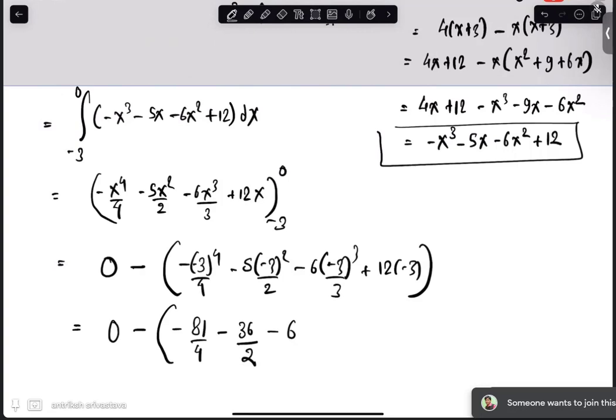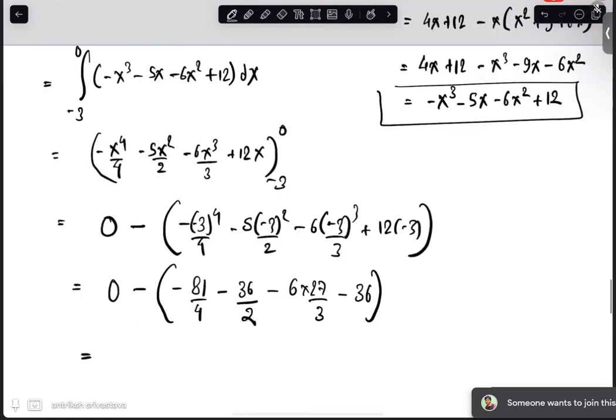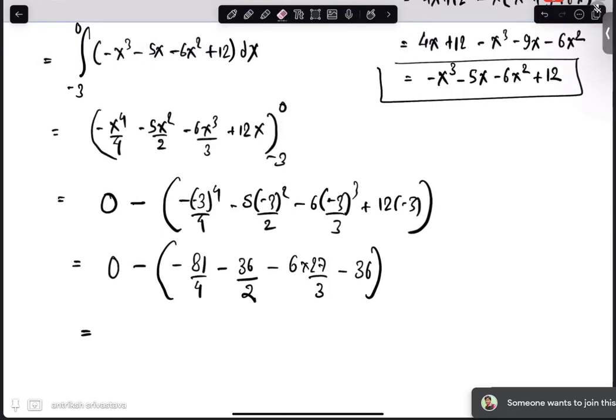So I did a mistake here actually. It should not be minus 6 into 27 by 3. It should be plus 6 into 27 by 3, then minus 36. So this is going to be your expression. When you solve this particular expression, you are going to get the value 99 by 4. All right. So this is the final answer for this question.